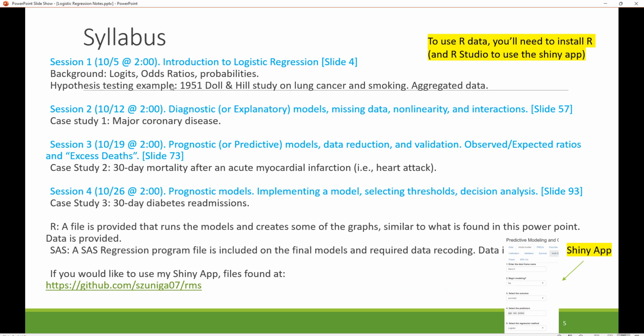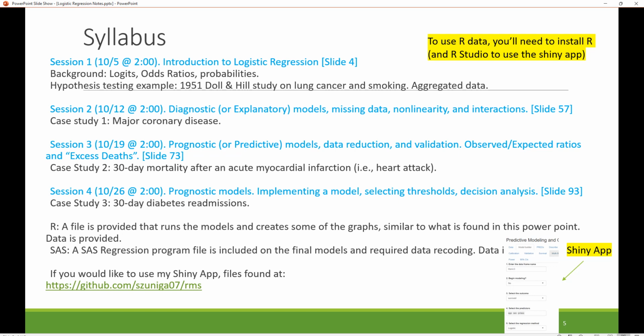And here's our syllabus. There will be 4 sessions. We're going to cover 4 different topics. The first would be Introduction to Logistic Regression, and that starts on slide 4. And in the background, we'll look at things such as logits, odds ratio, and probabilities. These are the foundation of this type of analysis. We'll also look at the hypothesis testing example, and that's the 1951 Doll and Hill study on lung cancer and smoking, and in it, we're using aggregated data. We'll also do an example using aggregated data.